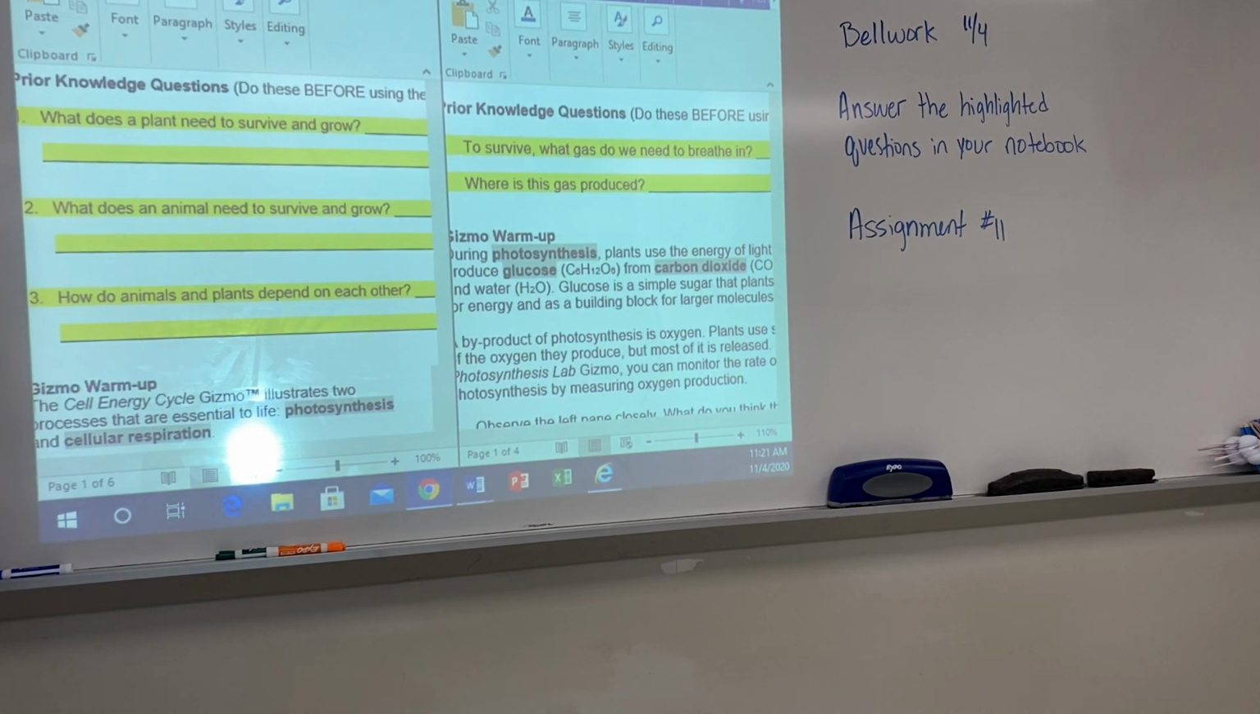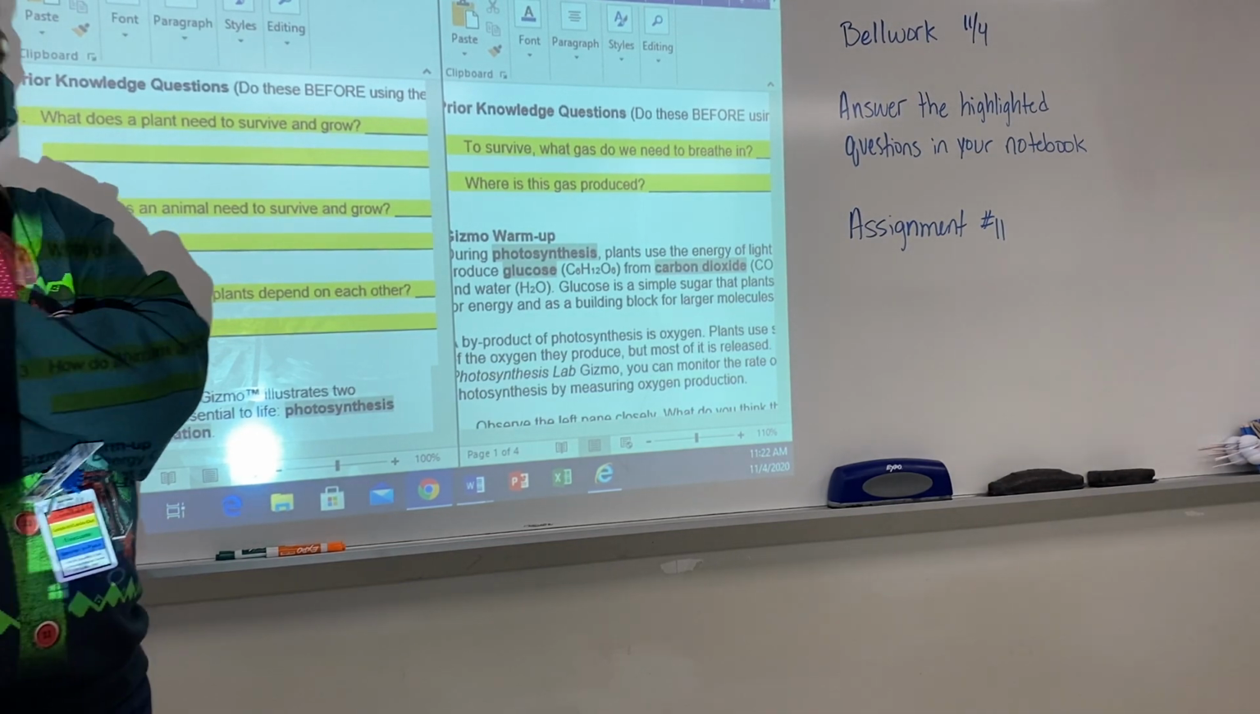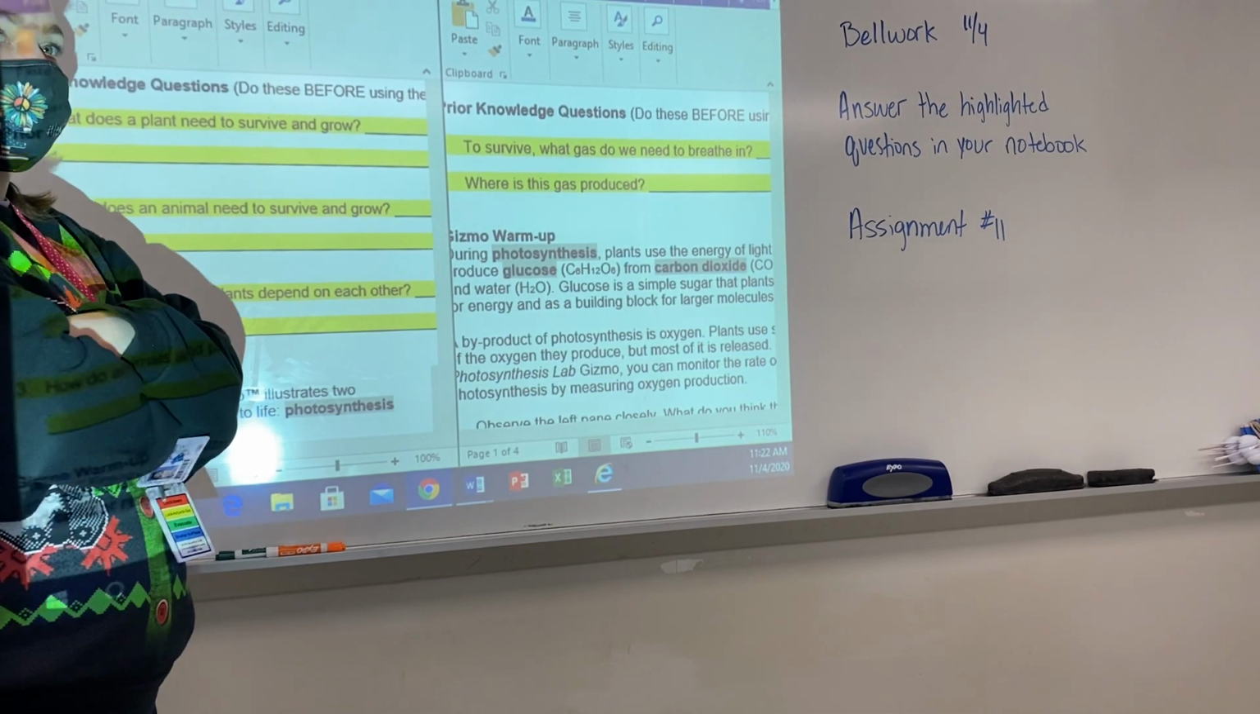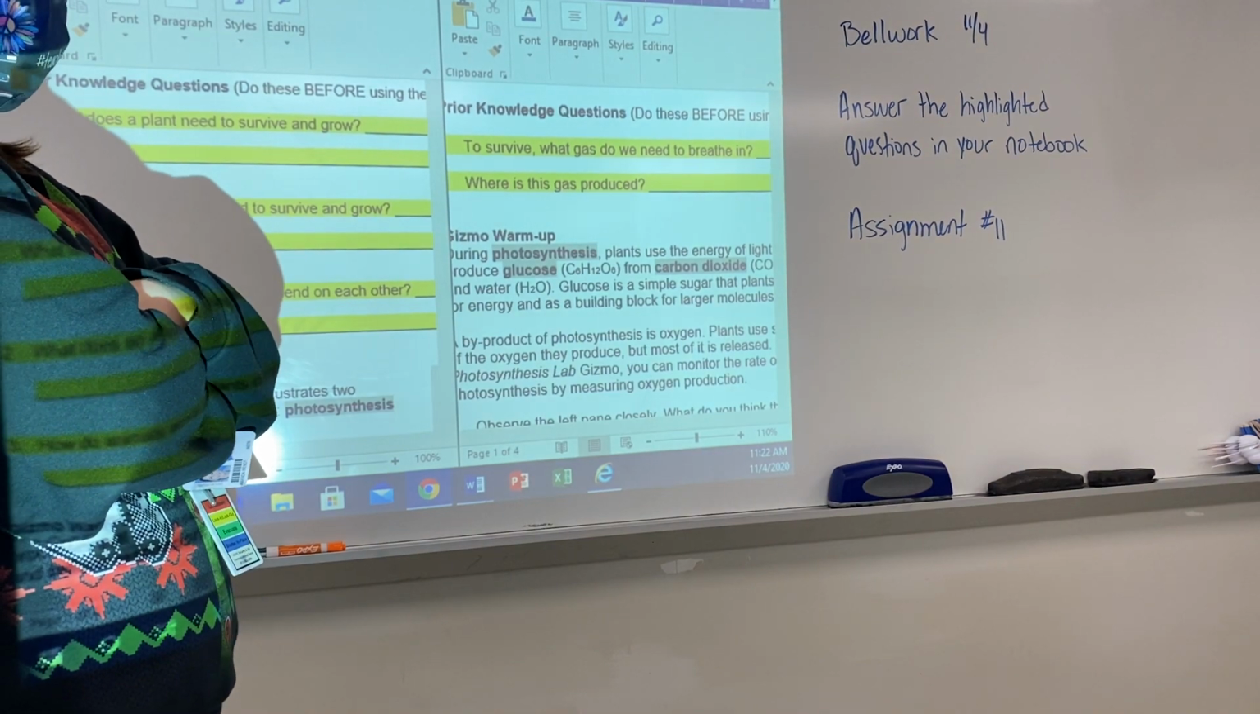Number three, how do animals and plants depend on each other? So I said that animals depend on plants. I remember animals help spread plants, like they eat it and when they poop, seeds get dropped. Yes, very good. So yes, your plants make food and they produce oxygen. We then breathe in that oxygen and we eat plants. And then we produce what that the plants use? Carbon dioxide. And then what do we give them?